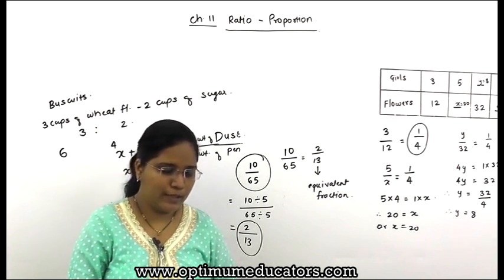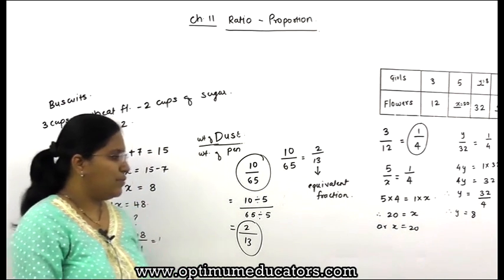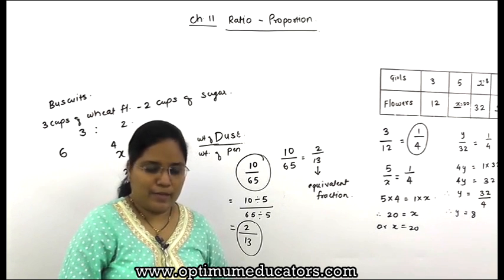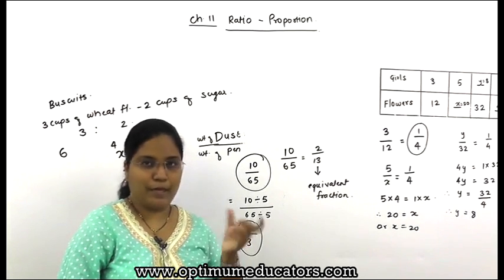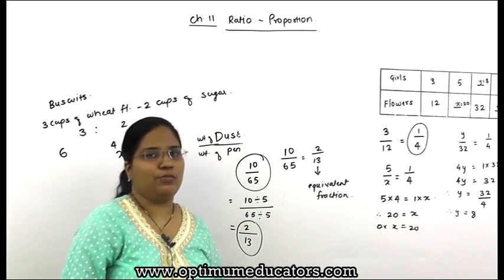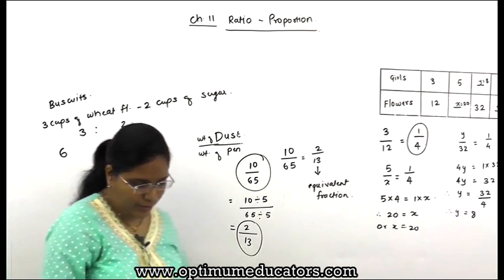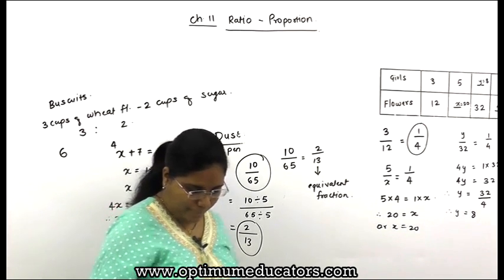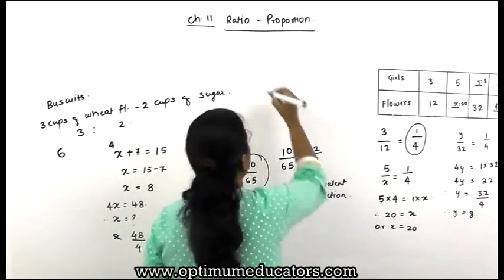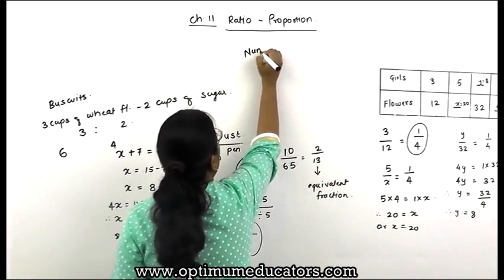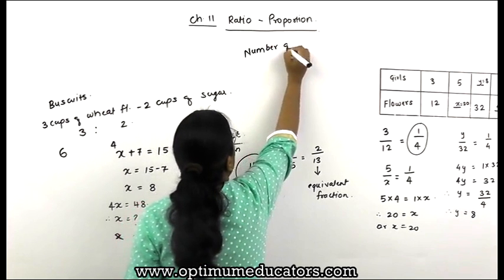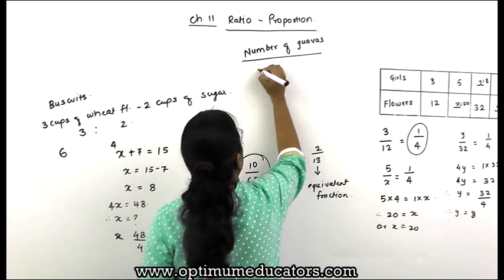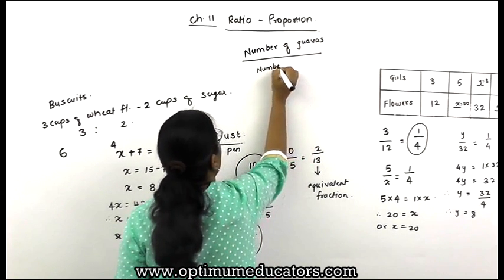So let us go for the next example. There is a student called Nikhil who has bought 12 guavas, guava matlab peru, and 16 chickus. Now you have to find out the ratio of guavas to chickus. Let us find out the number of guavas to the number of chickus.